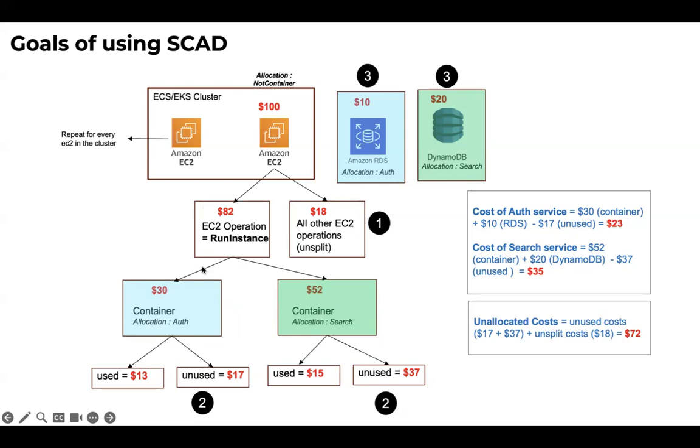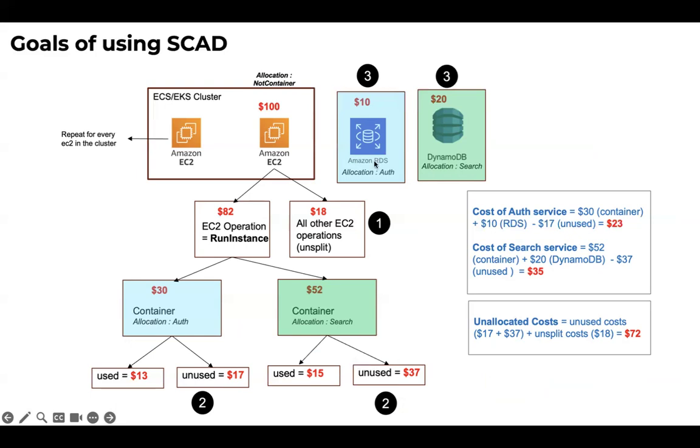So the $82 for the run instance is then split into how much each of these containers cost, like $30 for the auth and $52 for the search, right? Now, as we said before, there is some unused capacity, right? So the actual cost of that container itself is only $13, but there was an unused cost of $17, right? So both those together add up to the $30. And similarly for the search.